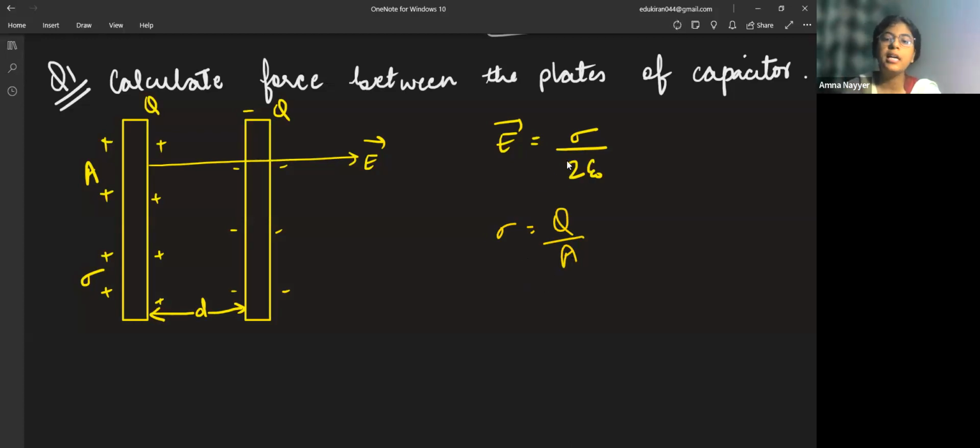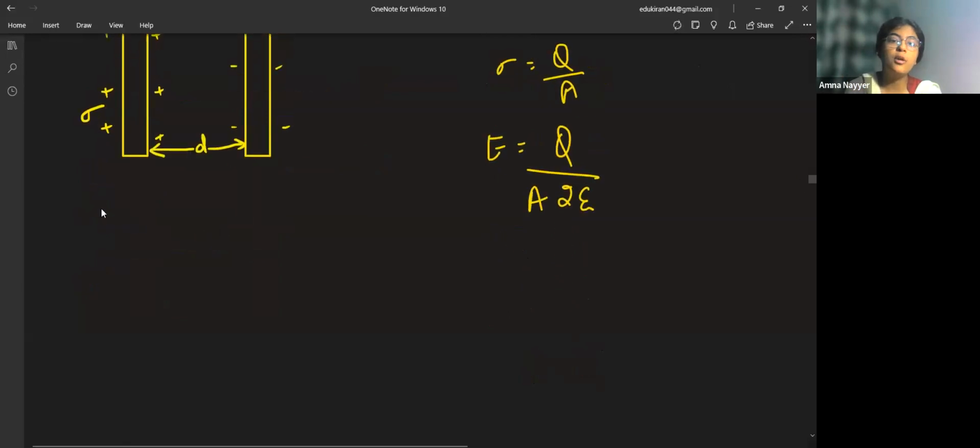Good. Now, put in the value of this in electric field. This becomes Q by A epsilon naught, right? Q by A epsilon naught, that is the electric field. Now, formula of force. Yes, Austin, can you tell me the formula of force in terms of charge and electric field?